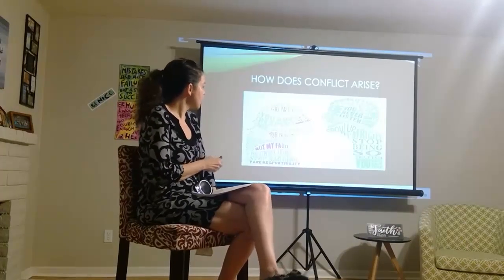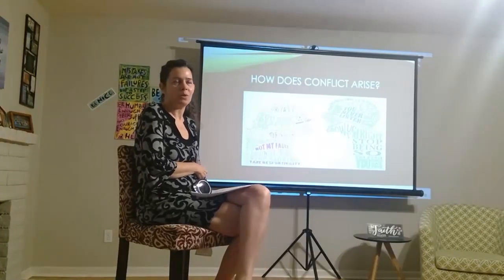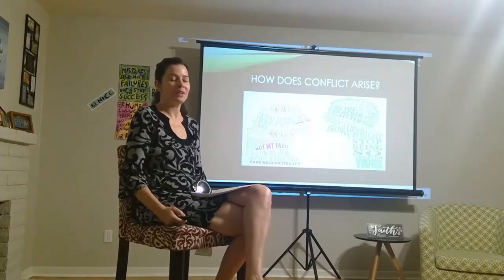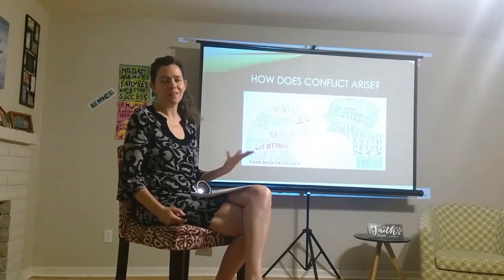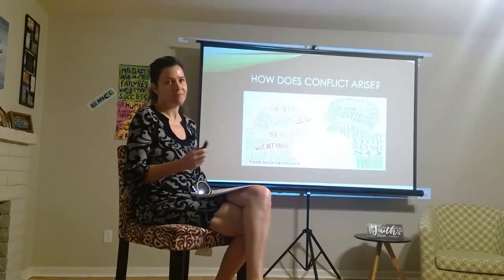So how does conflict arise? So many different ways, right? Conflict can arise because we don't agree on something. Conflict can arise because maybe we did something wrong. Conflict can arise because maybe we made a mistake. So many reasons why conflict can arise. And so it's okay. It's okay that conflict arises. It's how we deal with it, right? That's what matters.